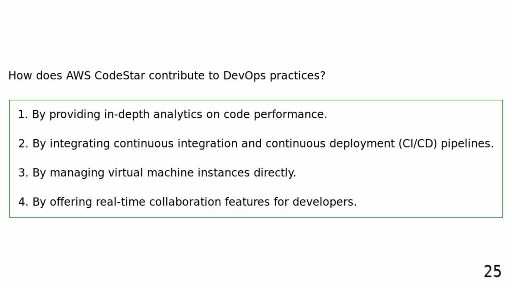How does AWS CodeStar contribute to DevOps practices? By providing in-depth analytics on code performance. By integrating continuous integration and continuous deployment pipelines. By managing virtual machine instances directly. By offering real-time collaboration features for developers.